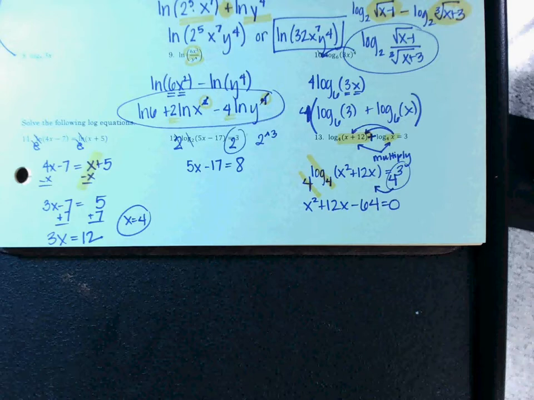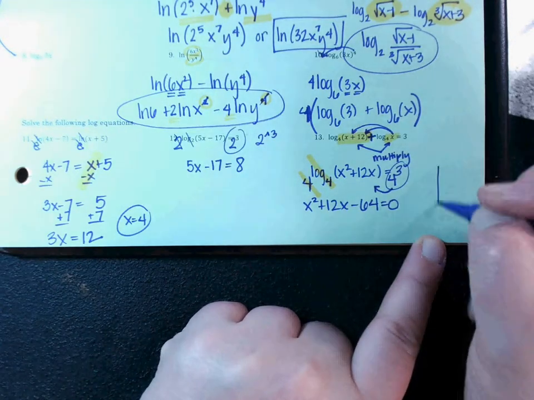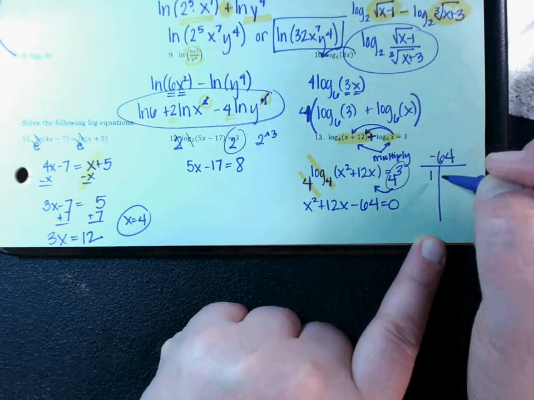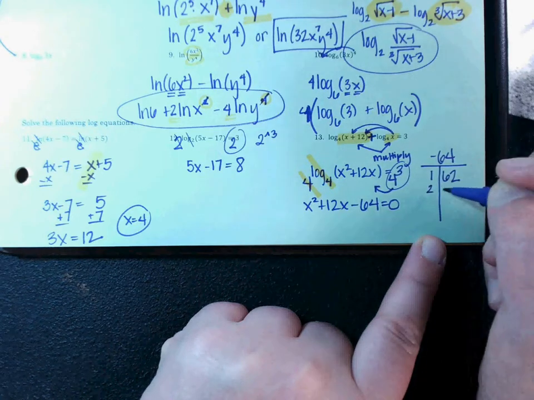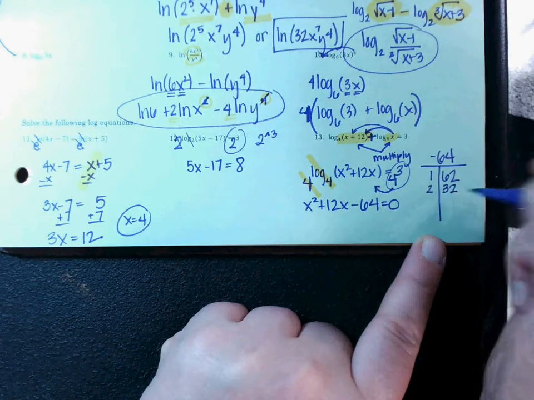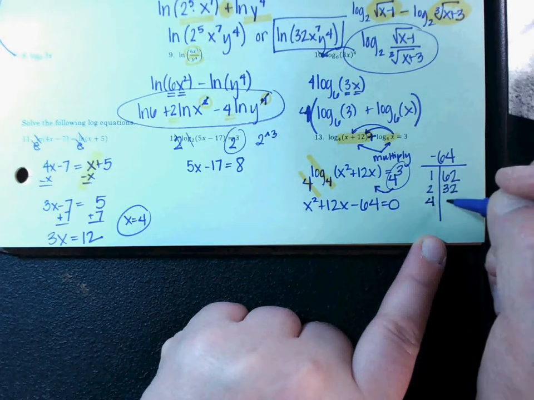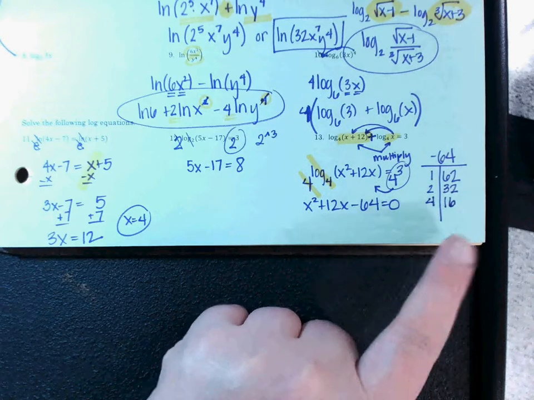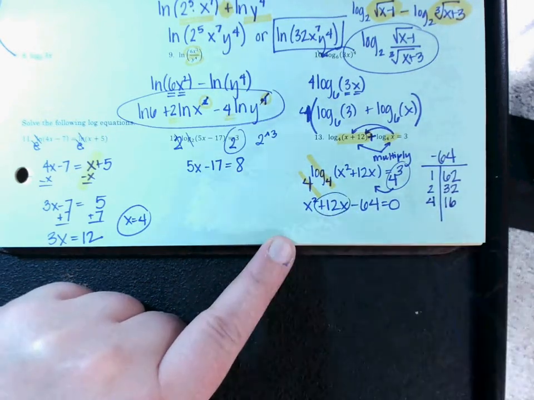And then from there, you're going to be t-charting. Okay? So, negative 64 at the top of your chart. I have 1 times 64, 2 times 32, 4 times what? 4 times 16, right? And then I can stop there because 4 and 16, what do they subtract to in the middle? 12, which is what we want.